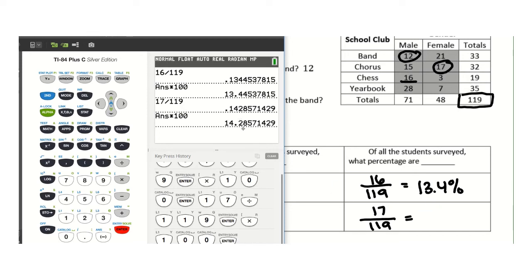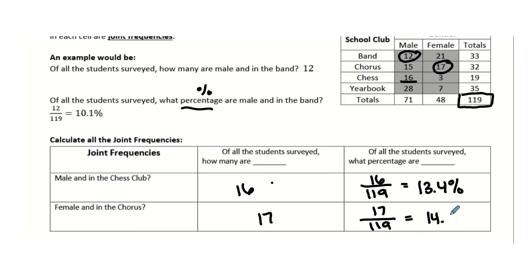14.3%. Remember, when you're rounding, I'm rounding to the nearest tenth, so I have to look at the nearest hundredth. 8 is a number that is 5 or higher, so that tells me to round this number up to a 3. So 14.3%.